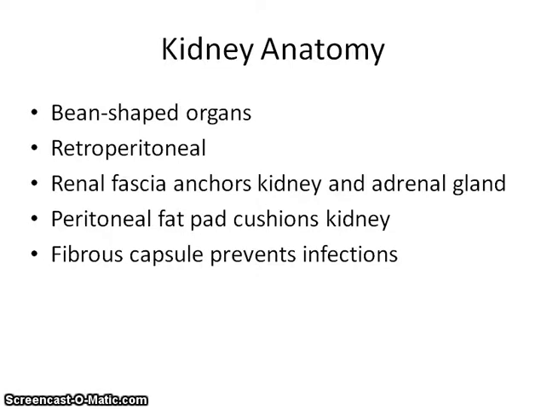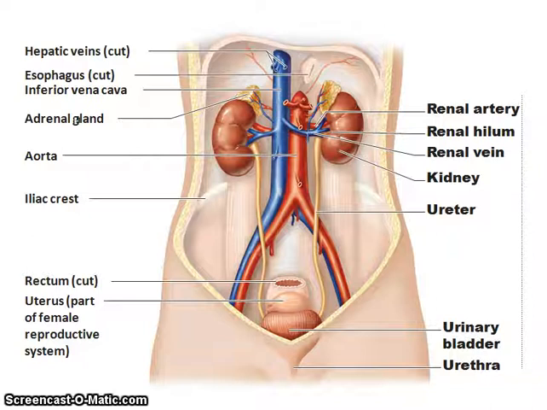If you see the word renal, that means pertaining to kidneys. So renal fascia is that thin layer that's anchoring the kidney and the adrenal gland behind the other organs. It has a little fat pad that helps to cushion it, because I'm sure you've heard the term kidney punch, right? There's a punch to the back. We need to cushion that area because it's very vital and we can't have it damaged. And the last part here, the fibrous capsule, is one of the things that helps prevent infections of the urinary tract.